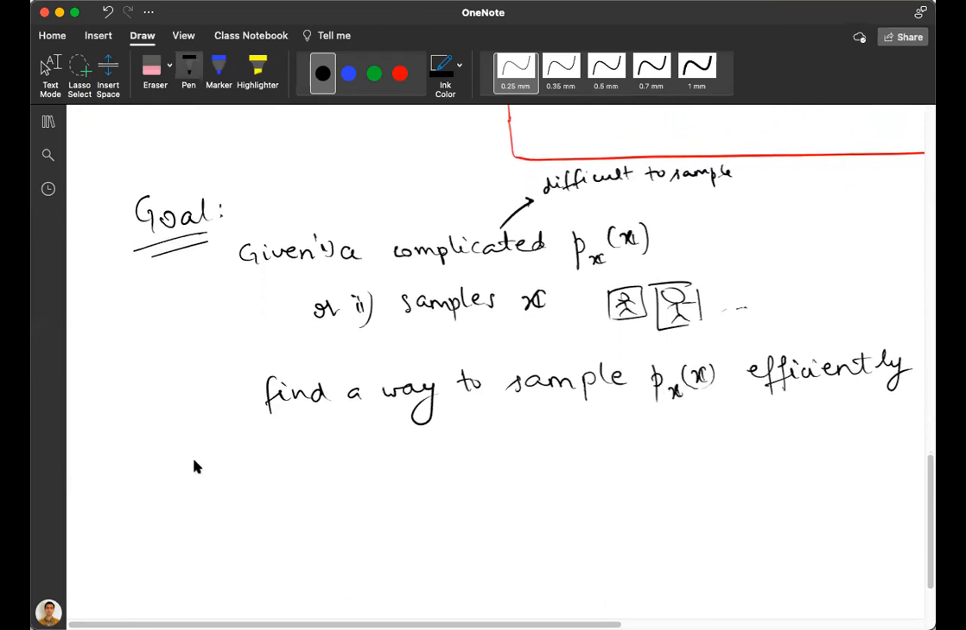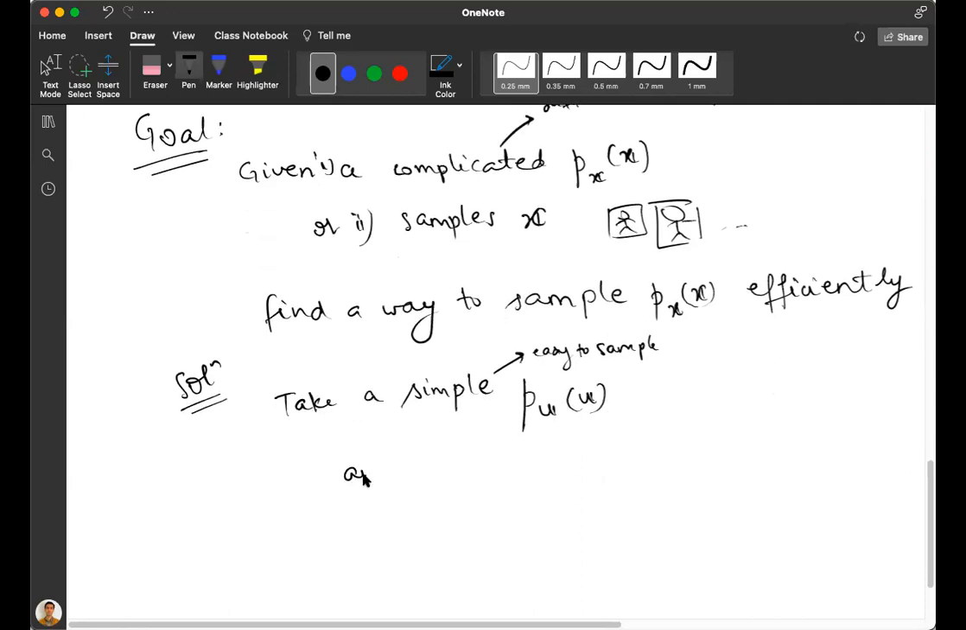So our solution is to take a simple, which means easy to sample, PU(u), and learn a transformation T such that X equals T of U.